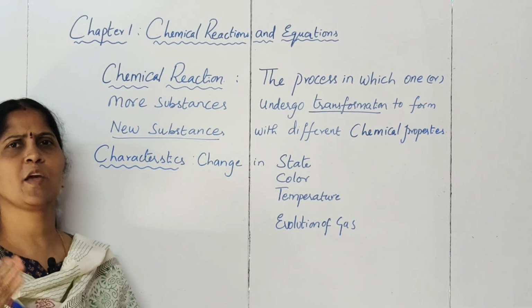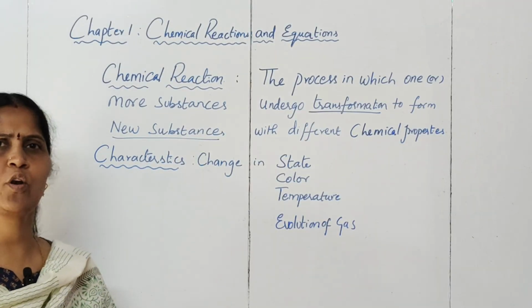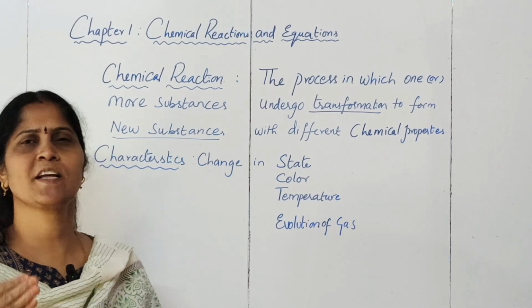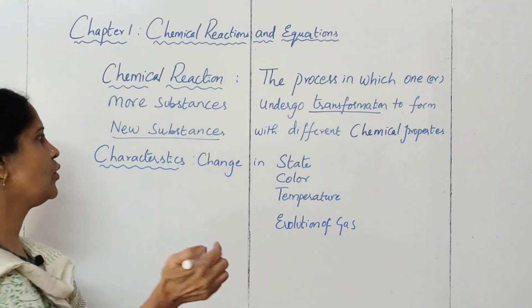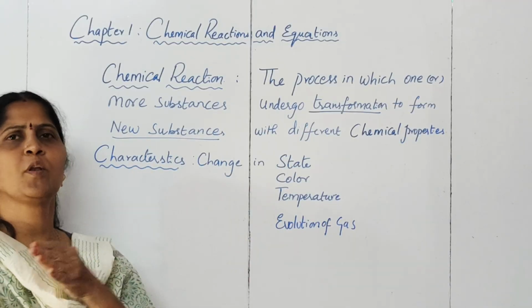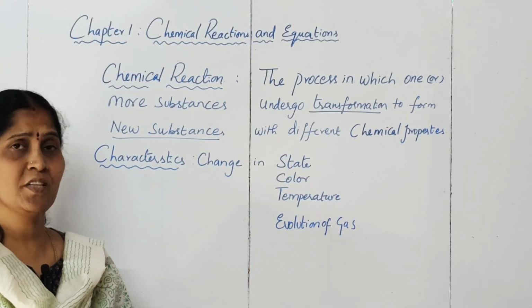How can we know whether a chemical reaction has really taken place or not? There are certain characteristics to determine whether a chemical reaction has taken place or not. What are those? There can be a change in the state, for example solid form to liquid form.